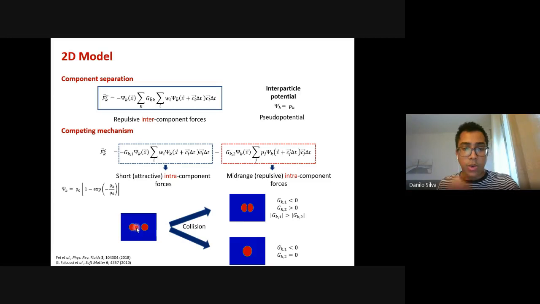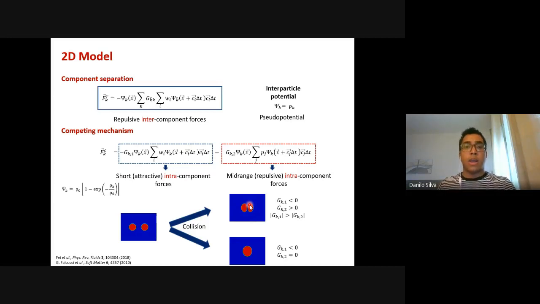as you can see here in two snapshots of colliding droplets, where these two droplets collide. For certain parameters of G, we can frustrate the coalescence between the droplets. If there is no mid-range repulsive force, we can see that the droplets coalesce into one. However, if we do have a mid-range repulsive force, so the competing mechanism is complete, we have a frustrating mechanism, which frustrates the coalescence of the droplets.